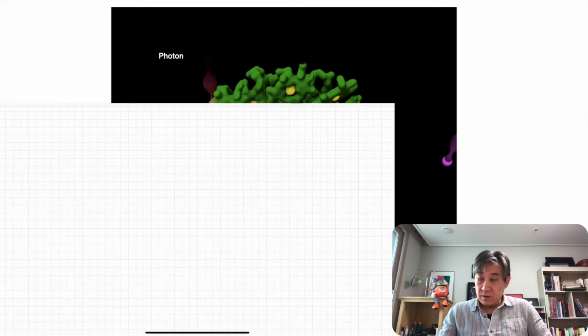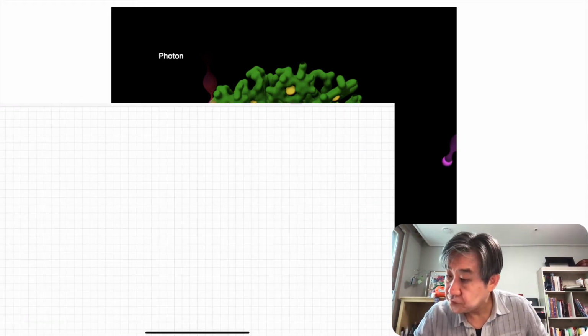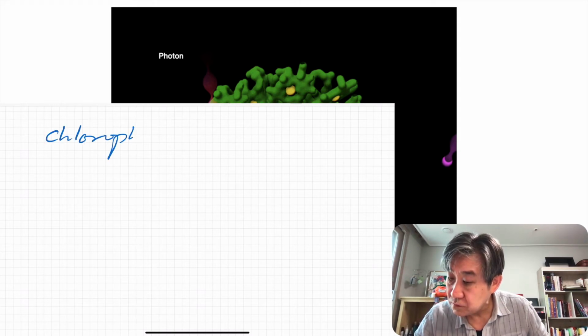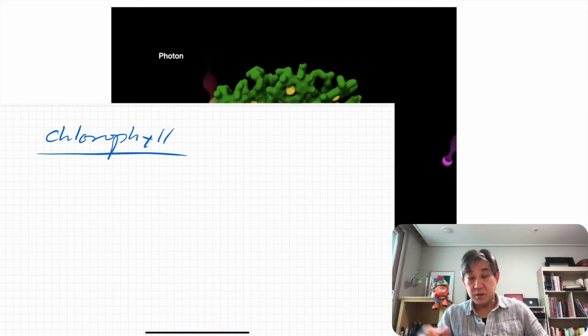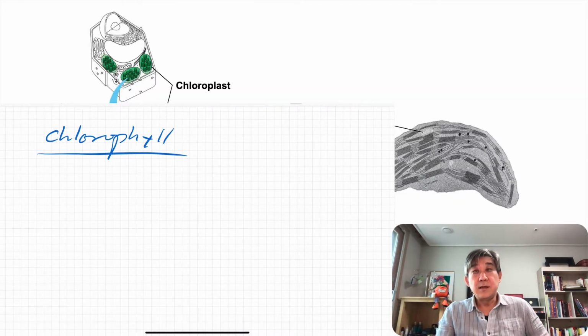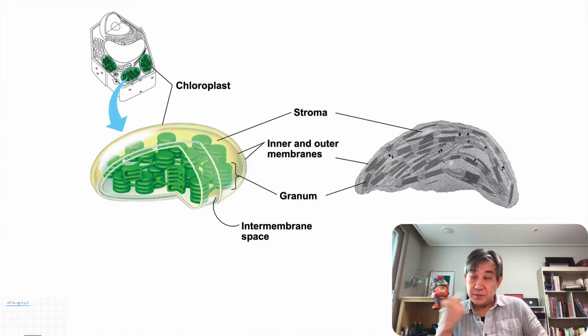So the chlorophylls, which are abundantly present on the membrane of the chloroplast, are capable of capturing the light energy, and then the energy captured by them will be funded into the anabolic process of glucose synthesis.